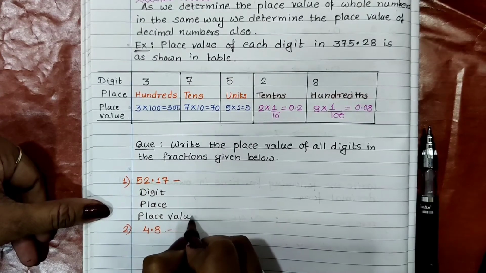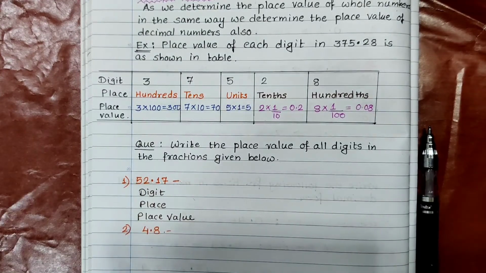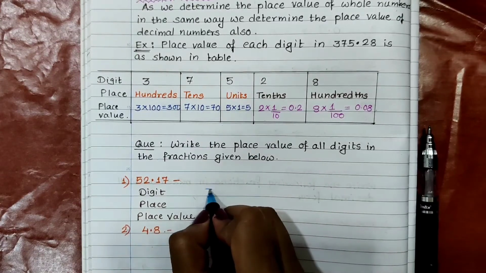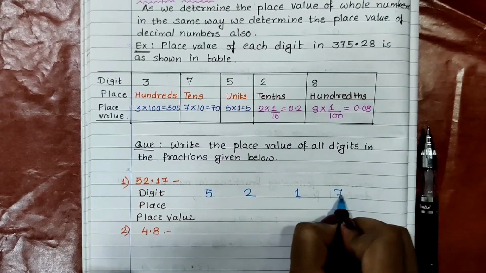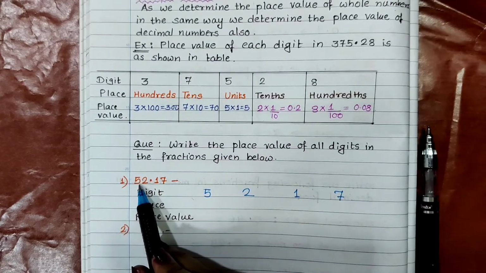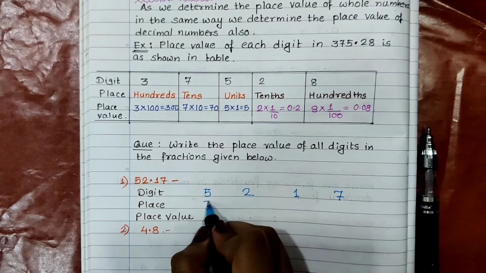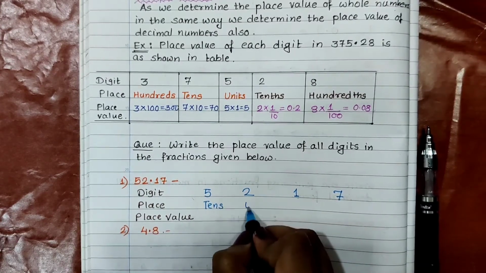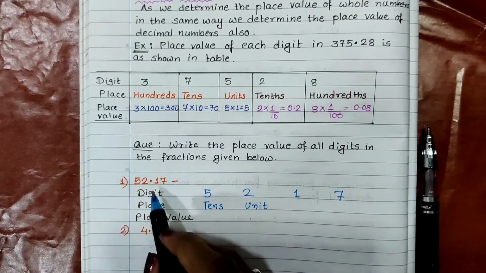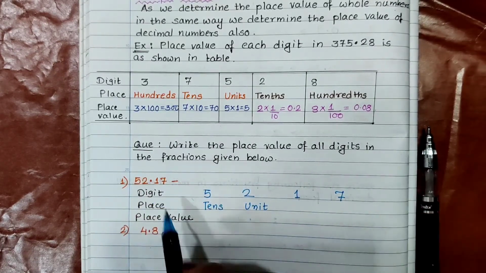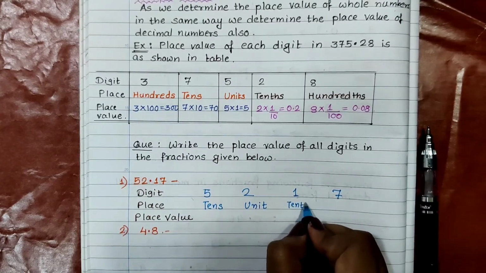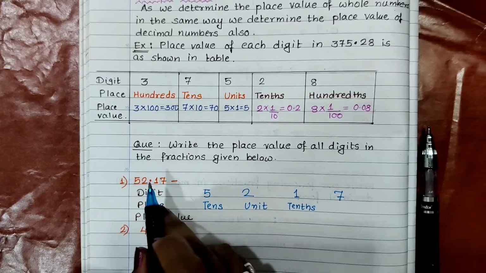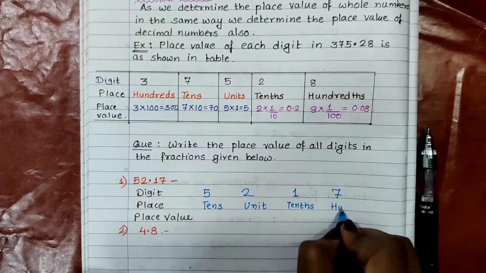So the digits are 5, 2, 1 and 7. What is the place of 5? 2's place is units, so 5's place will be tens. 5 is at tens place, 2 is at units place. And after the decimal point on the right hand side, the first digit will be at tenths, and the second digit will be at hundredths.